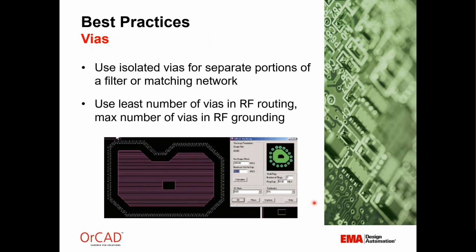Best practices on those vias. Use isolated vias to separate portions of a filter or a matching network. Use the least number of vias you can when routing that RF signal, but use the max number of vias for that RF grounding. Vias are shielding, and this is our number one requirement: shielding and grounding.